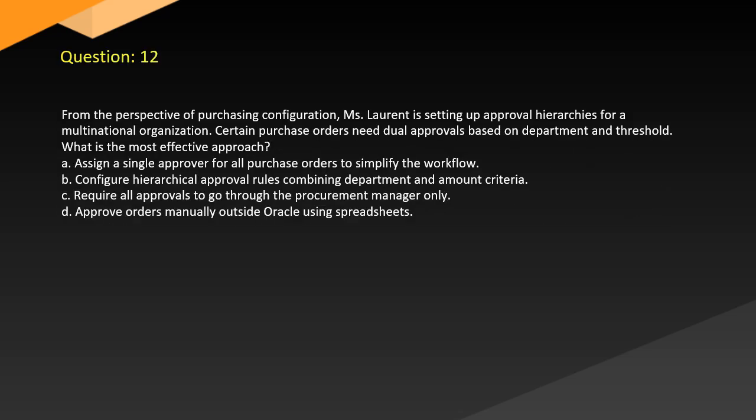Question 12. From the perspective of purchasing configuration, Lauren is setting up approval hierarchies for a multinational organization. Certain purchase orders need dual approvals based on department and threshold. What is the most effective approach? A. Assign a single approver for all purchase orders to simplify the workflow. B. Configure hierarchical approval rules combining department and amount criteria. C. Require all approvals to go through the procurement manager only. D. Approve orders manually outside Oracle using spreadsheets.